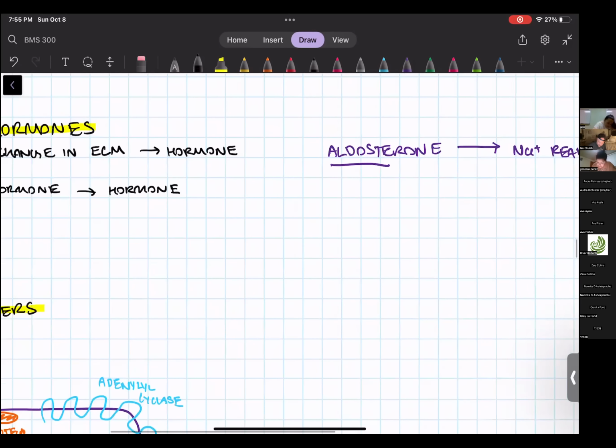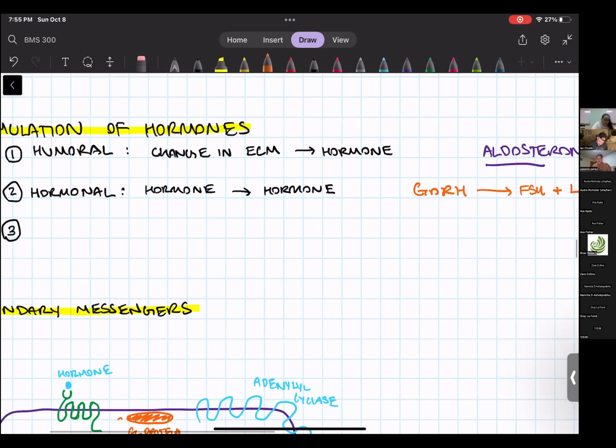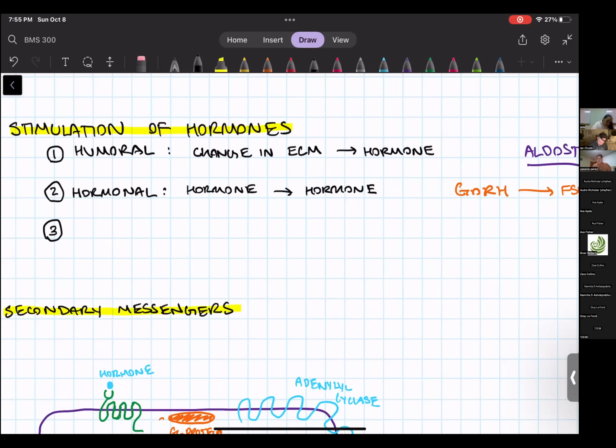And we'll go through literally all of these, but I'll just do this one. GnRH, which is gonadotropin releasing hormone, causes the release of FSH and LH. And you could think of it as the GnRH causing another hormone to be released. So that's what's causing the stimulation. And then what was the last one? Neural. Neural, yep.